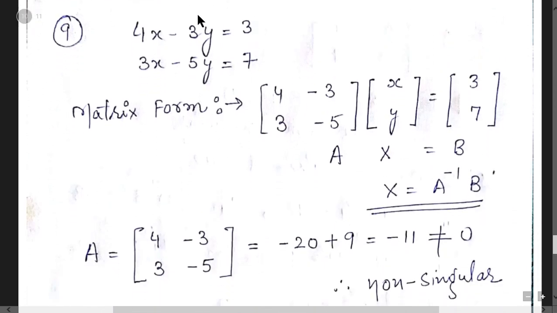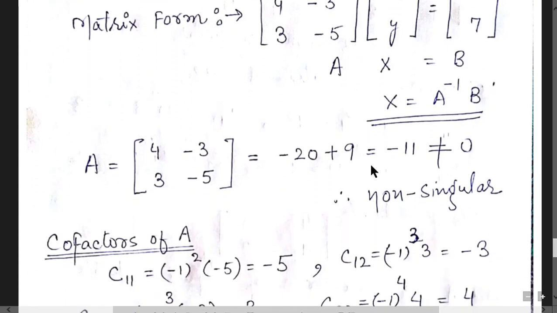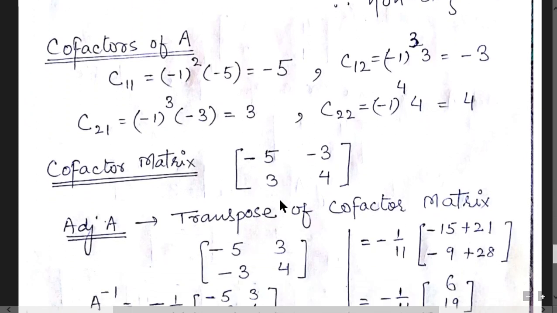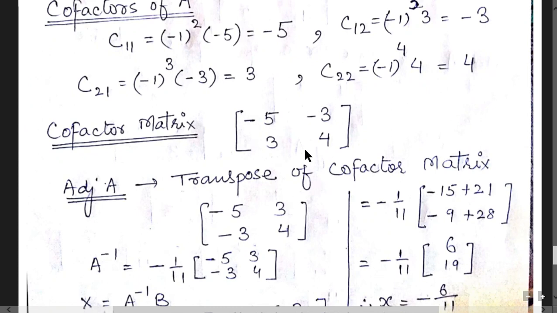Question number 9 is again a similar one. First of all, convert the equations into matrix form. Then check whether it is consistent or not so that we can proceed further. This system is consistent because the determinant is not equal to 0. Then calculate cofactors of the matrix A. Then the cofactor matrix. Then take the transpose.